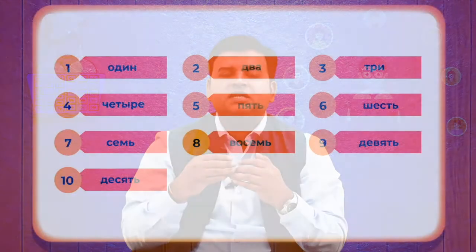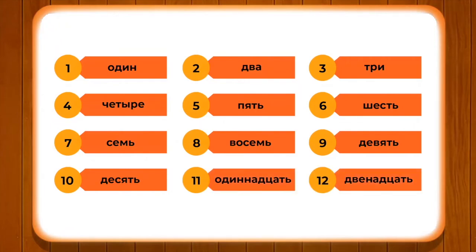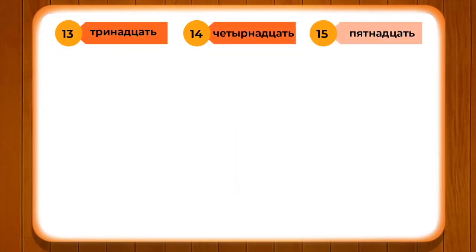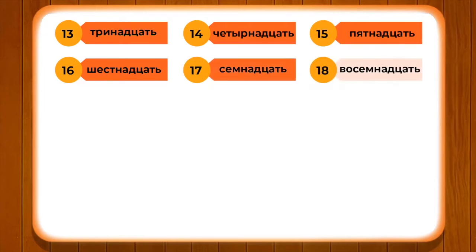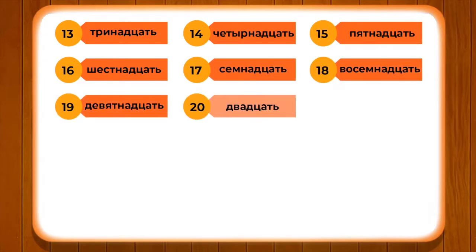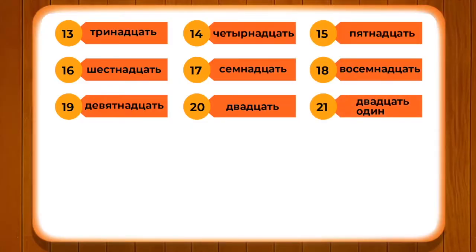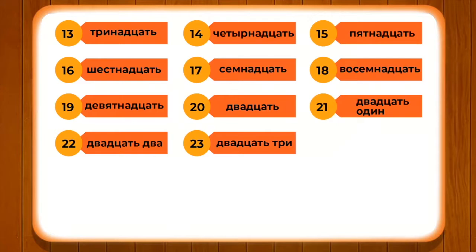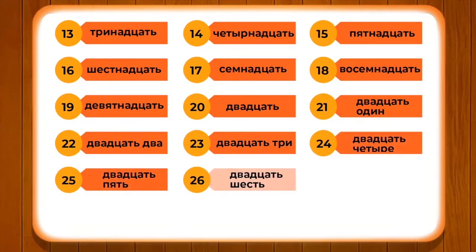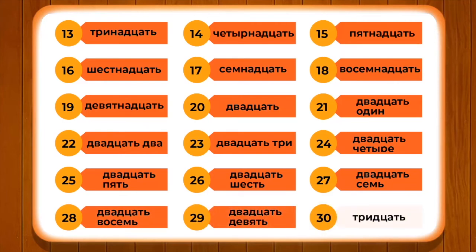So now we will go to 11. 11 in Russian is 11. Then we have 12, 13, 14, 15, 16, 17, 18, 19 and 20. So from 11 to 20 we have also counted, and then let's see how we count 21, 22 and further. So 21 is 21, then 22, 23, 24, 25, 26, 27, 28, 29 and 30.